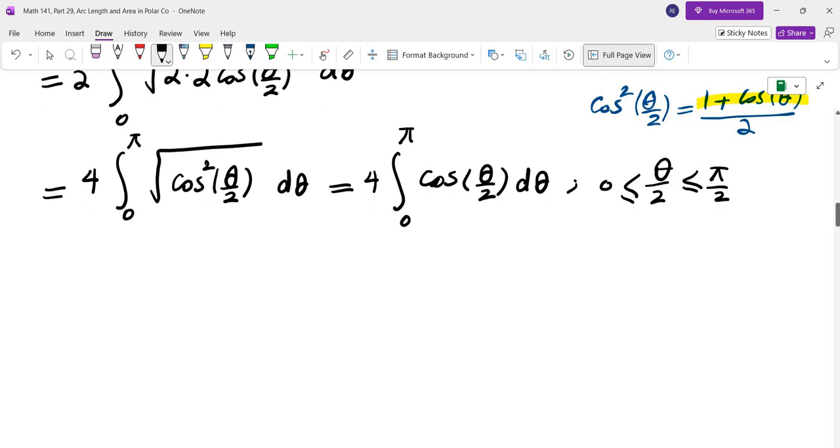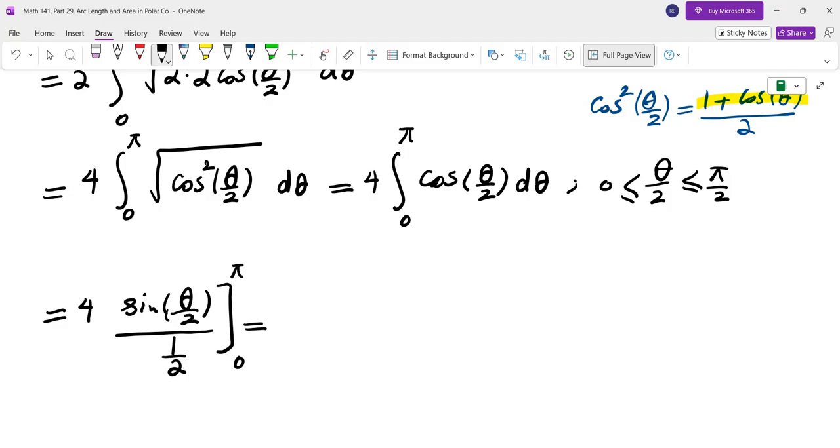Now we can integrate cosine. Integral of cosine is sine. So this is sine of theta over 2, and we have to divide that by 1/2. And then we have to evaluate that from 0 to pi. If we differentiate sine of theta over 2, we get cosine of theta over 2 times 1/2, so when we integrate it, we have to divide by 1/2. So that gives us 8 sine of theta over 2 from 0 to pi.